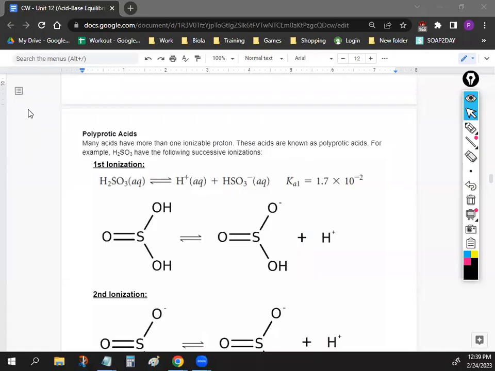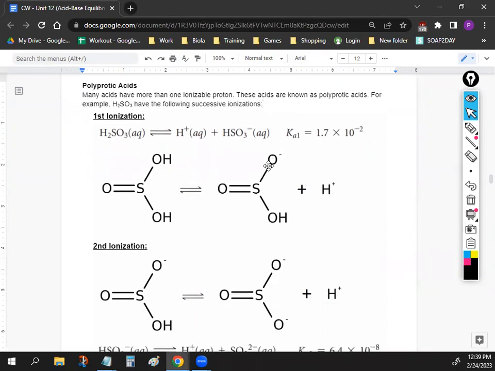Alrighty, guys. So let's go over polyprotic acids really quickly. So we talked about how when we have an acid, basically they release a proton, H plus, into the solution, right? That's pretty much the definition of an acid that we've been working with. Now, polyprotic acids are acids that have more than one ionizable proton. Basically, they can release more than one H plus. Okay.